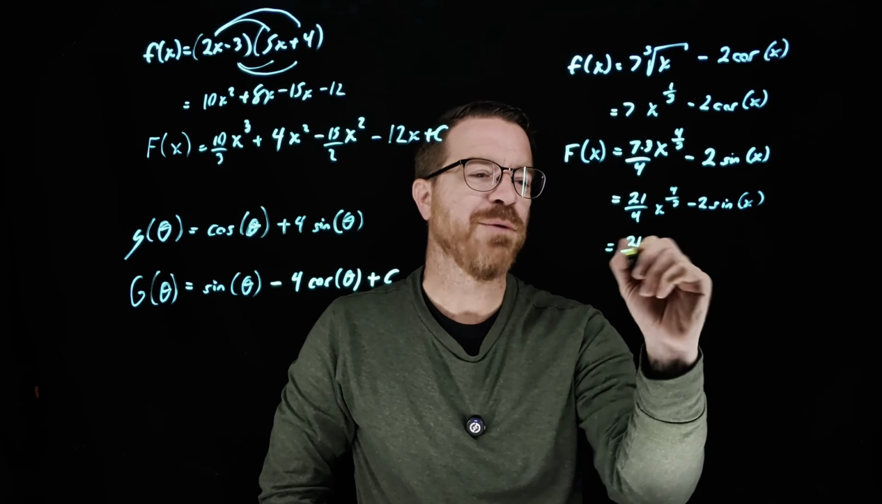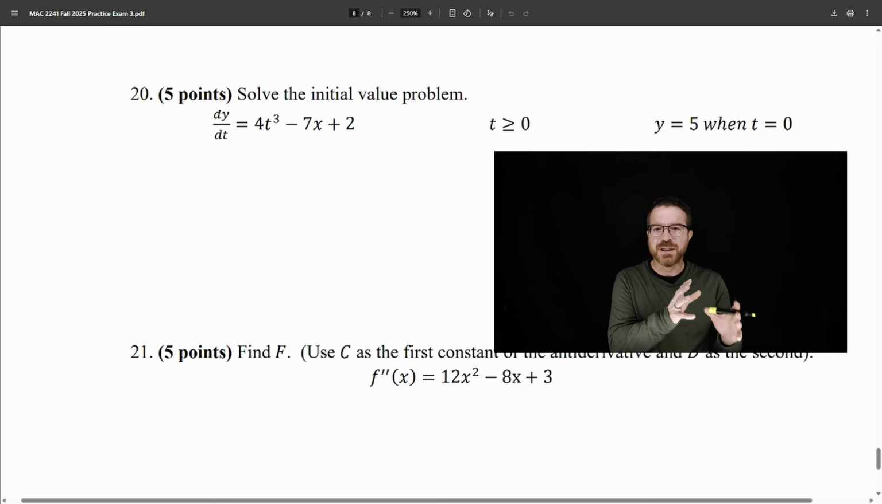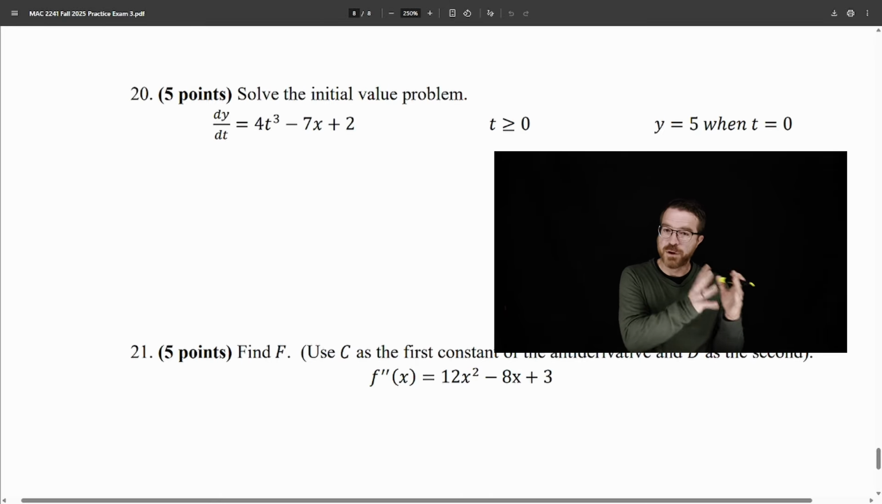Okay, in that last problem, I forgot to put the plus c, but don't forget to put the plus c, because again, remember, there could be some constant that is added to the actual antiderivative.